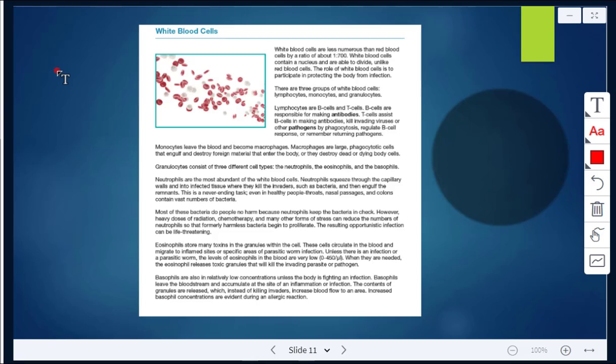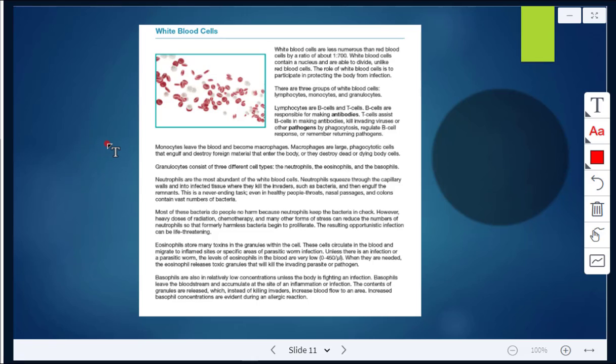There are 3 groups of white blood cells. There are lymphocytes, monocytes, and granulocytes. The lymphocytes are B cells and T cells. B cells are responsible for making antibodies. T cells assist B cells in making the antibodies, and they kill invading viruses or other pathogens by phagocytosis. Okay, they regulate B cell response or remember returning pathogens.